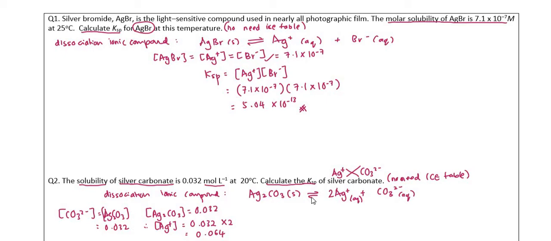After you get the concentration for each ion, you must write the Ksp expression first, which is Ag+ to the power of its stoichiometry multiplied by carbonate. Then you insert the values that you calculated before. Square here; don't forget the value for Ag+ is squared, and insert the value 0.032 concentration for carbonate, and then you get 1.31 × 10^-4. This is your Ksp value.